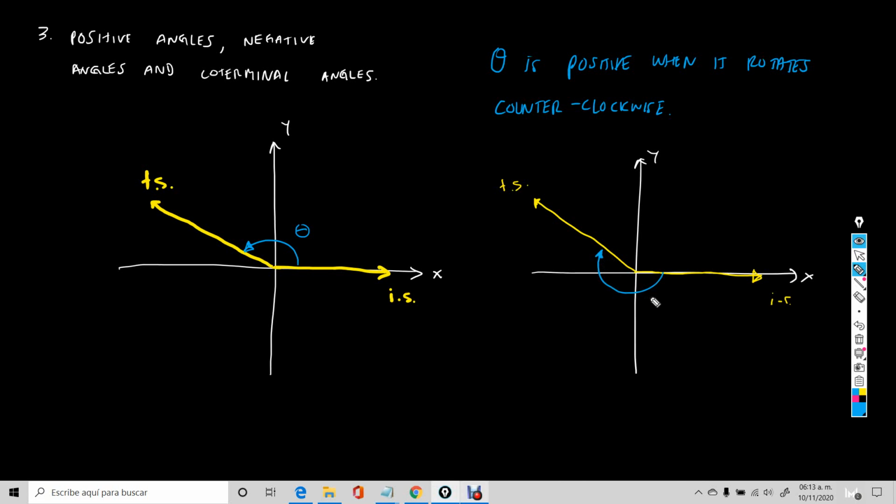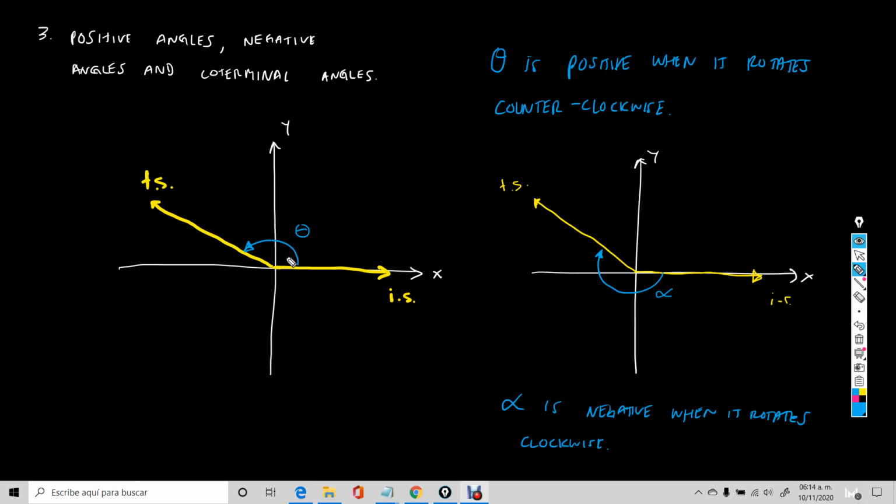So now this angle, let me label it with another letter. Let me call it alpha. This angle is alpha, and we say that alpha is negative when it rotates clockwise. So alpha is negative and theta is positive. And if you notice, I tried to draw them with the same initial side and approximately the same terminal side.